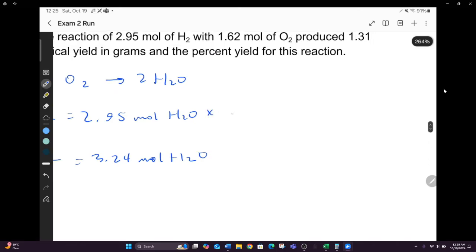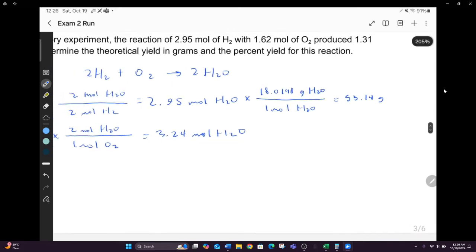What we're going to do is convert this to grams. So 1 mole of H2O is equal to, what's the molar mass? 18.01 grams. Do this, units cancel out, and we should get 53.14 grams. Is that right? Yes. So that is our theoretical yield of H2O.